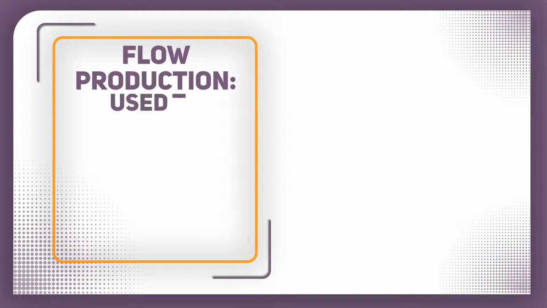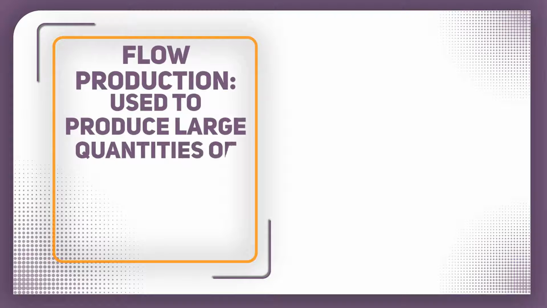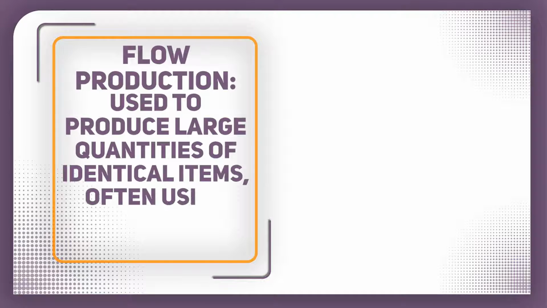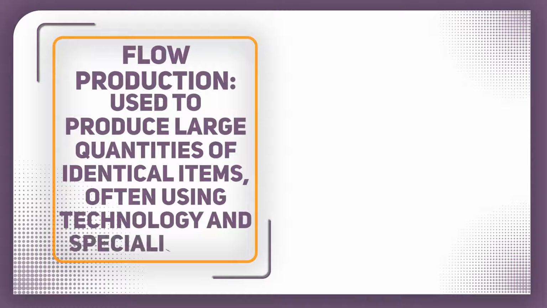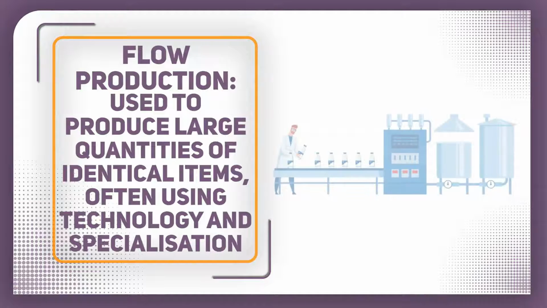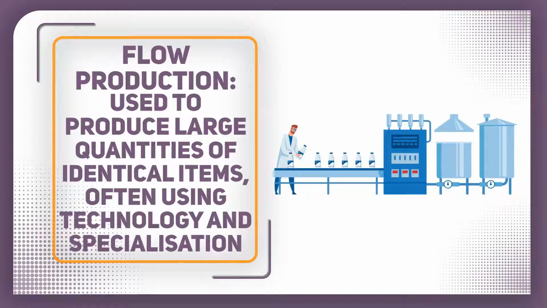Okay, so we've looked at the characteristics of flow production and we've seen that it's used to produce large quantities of identical items, often using technology and specialization. In an exam question, you may be asked to compare flow production with job or batch production. So make sure that you use all the information provided and you relate everything back to the case study that you have been given.